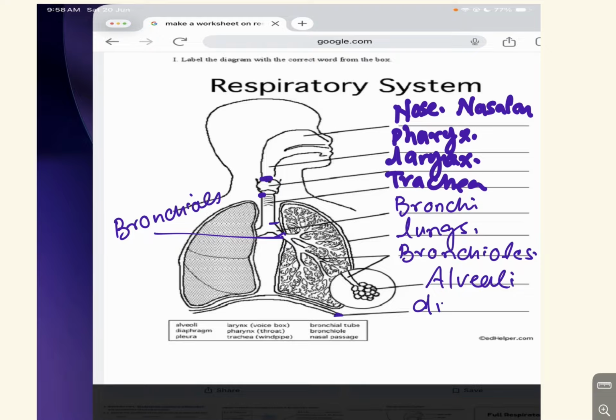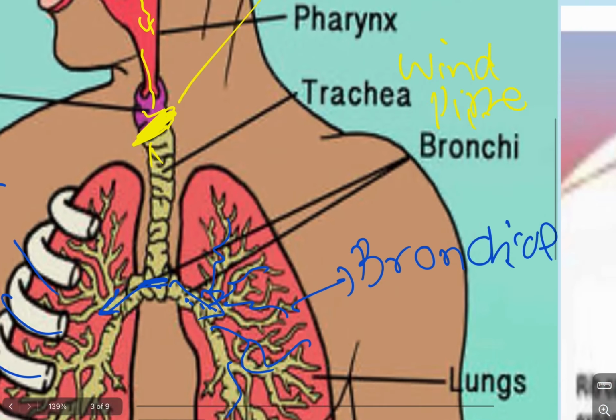Alveoli, diaphragm. Okay, here they have given the names. You can choose from here. This is the diaphragm, yeah, right. And now I have also made a quiz for you. Do it together.